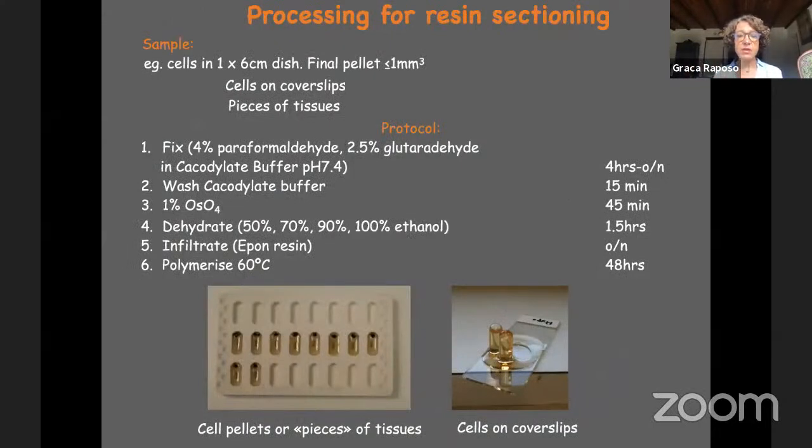This is just an example. As I told the organizers, I won't go into great detail, but you'll have the presentation if you want to keep it. This is just an example of what we do for processing for resin sectioning, for conventional microscopy. So you have samples, you have cells, for example, that you can put in a pellet, or you can even grow cells on cover slips like you do for immunofluorescence. Or you have pieces of tissue, then of course they need to be fixed, then they need to be contrasted. We generally use osmium tetroxide.